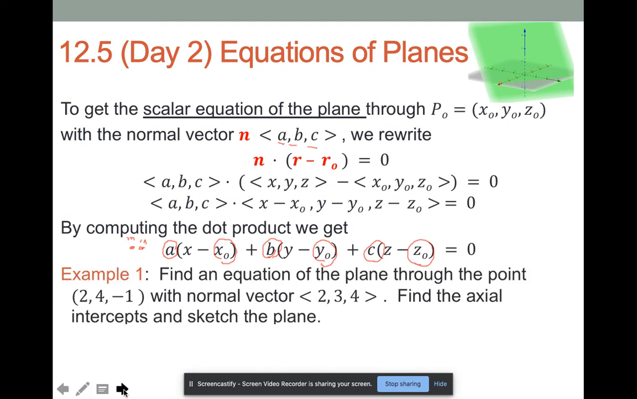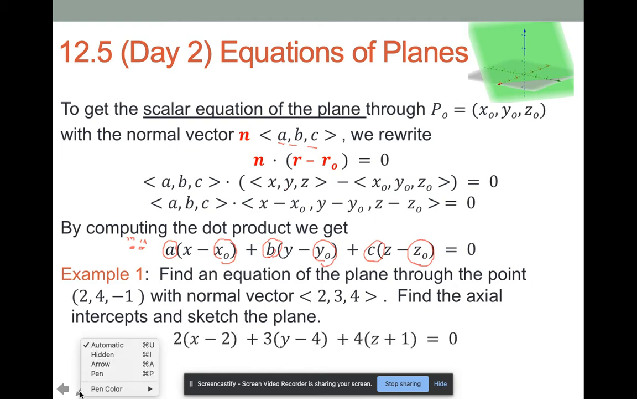So for example 1, let's find an equation of a plane through the fixed point 2, 4, -1 with the normal vector 2, 3, 4. I want you to find the axial intercepts and sketch the plane. This is really a no-brainer. You can think of this as point-slope. 2, 3, and 4 are your a, b, and c. 2, 4, and -1 is the point on the plane.